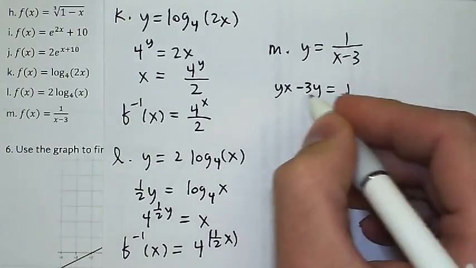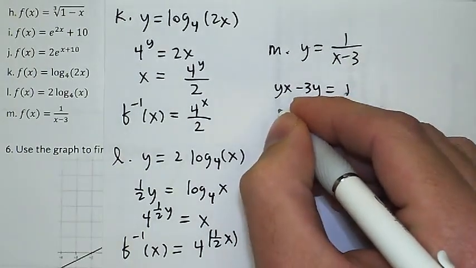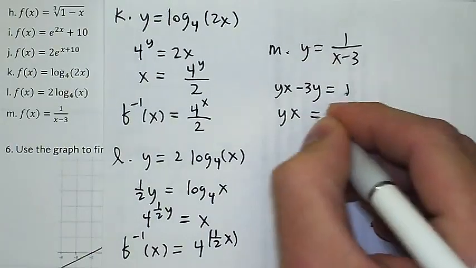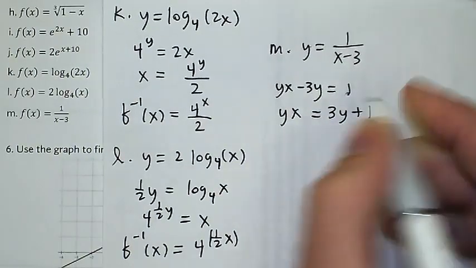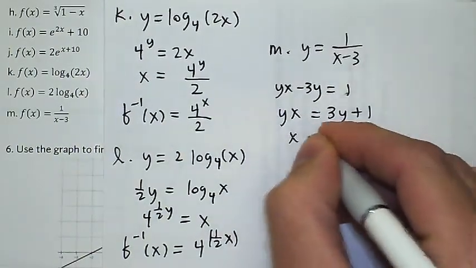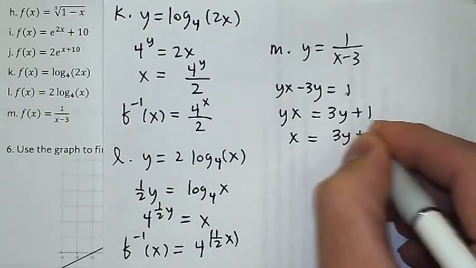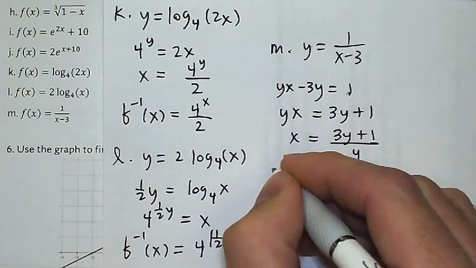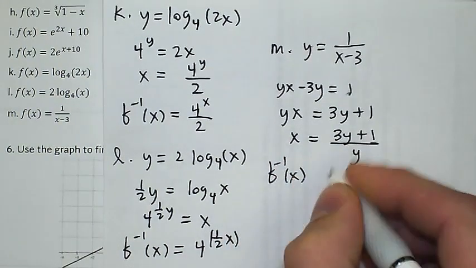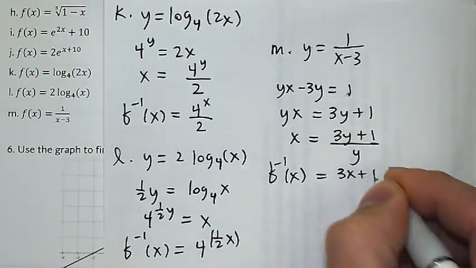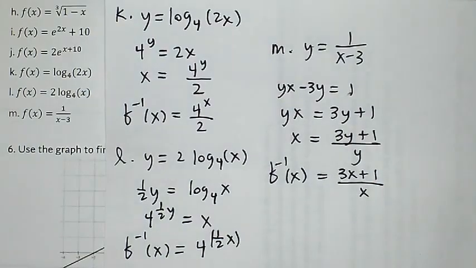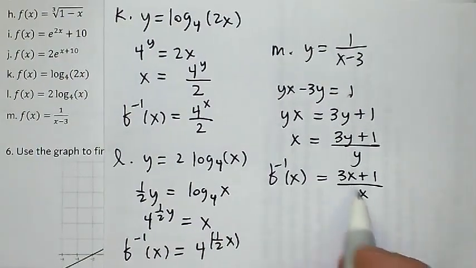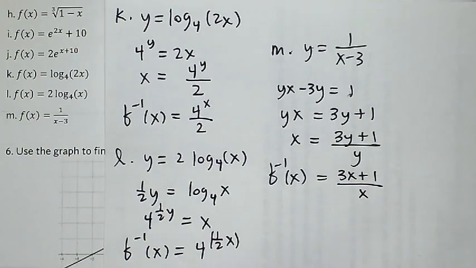Then I'm going to try to get x on its own. So I'm going to add 3y to both sides. So y times x equals 3y plus 1. And then I'll divide both sides by y. So x equals 3y plus 1 all divided by y, and I need f inverse of x. So I'm going to switch x and y, and that'd be 3x plus 1 all divided by x. And yes, this thing could be simplified more by looking at this as 1 over x times that, but this is a perfectly good formula. I think I'm going to stop there.